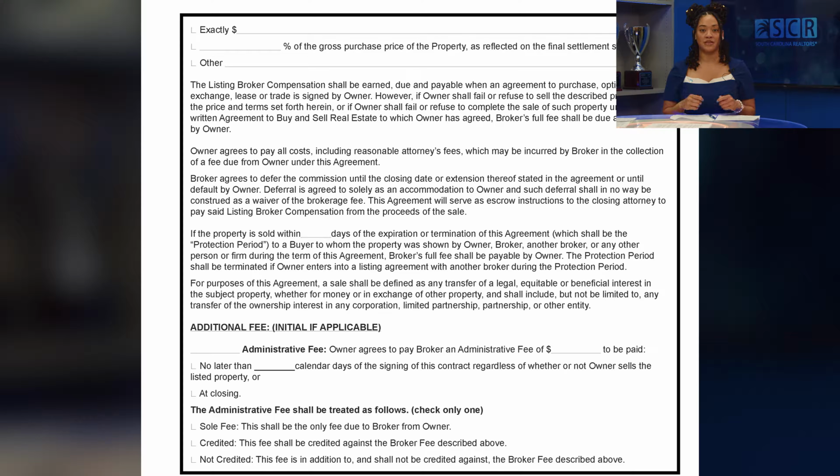Also note that it has a protection period built in. This protects your commission if the property sells shortly after the agreement expires to a buyer you introduced during the listing term. Now I'm going to turn it over to Byron to cover Section 6.